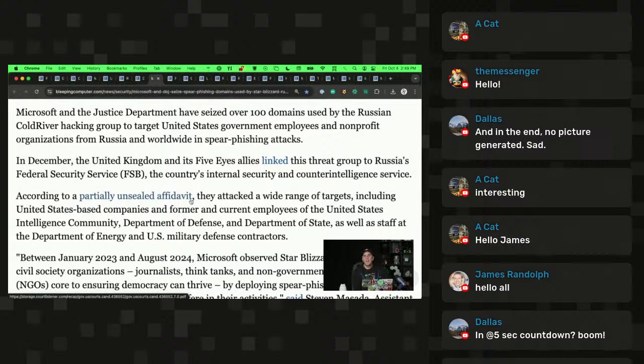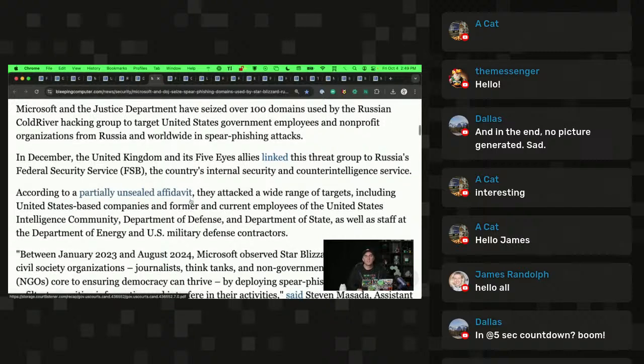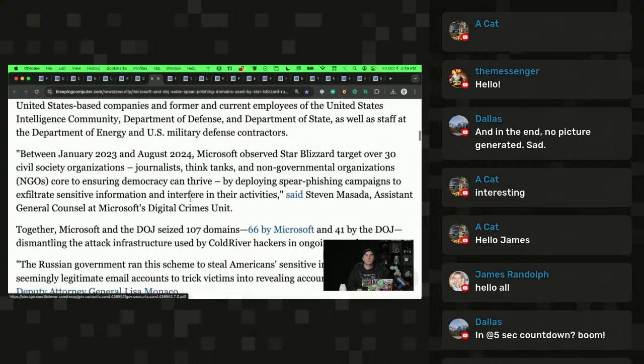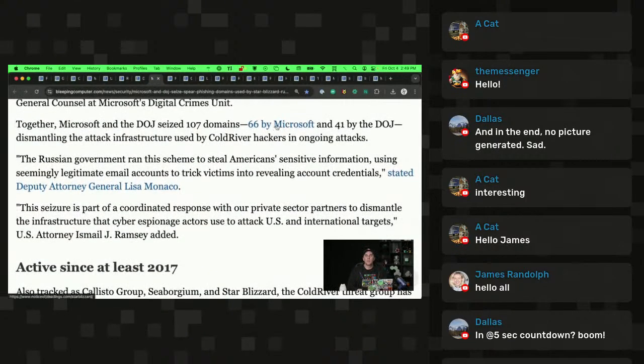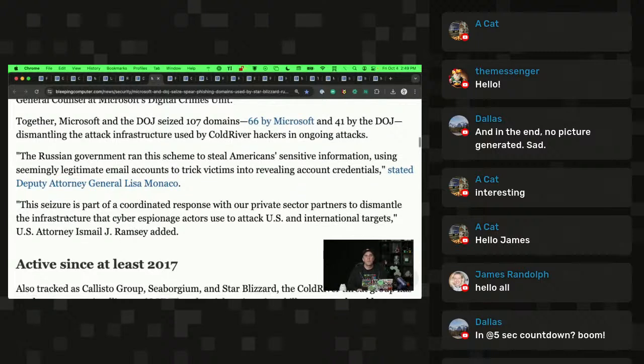So as a result, it's very common for intelligence agencies of other countries to take over these botnets or even collaborate with cyber criminals to buy access to botnets that allow them to come out of all these different random places around the country and generate traffic locally that won't trigger geo restrictions. So the United States is very interested in taking down these types of infrastructure. So as a result, Microsoft and the Department of Justice has seized 107 domains, 66 by Microsoft and 41 by the DOJ, dismantling public attack infrastructure used by Cold River hackers, which have been linked to the Russian FSB.